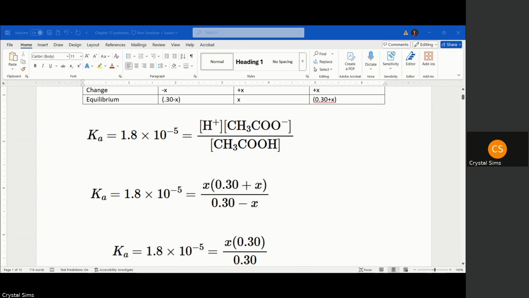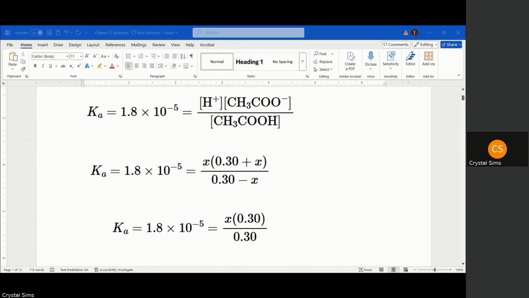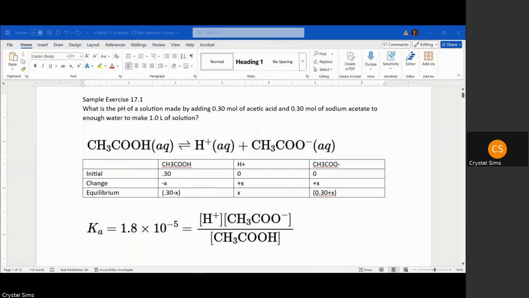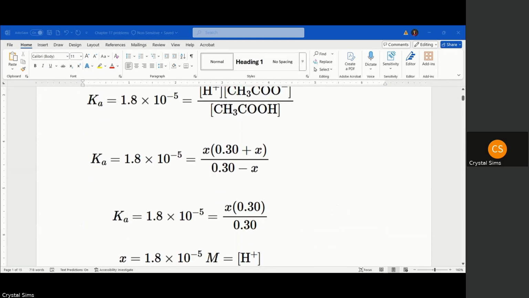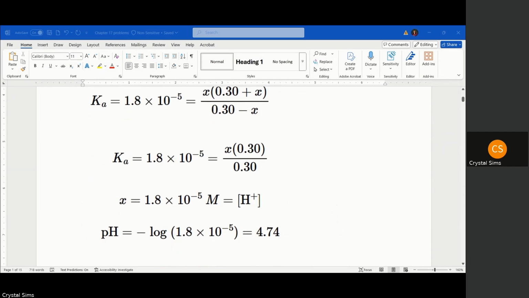So then our expression looks like this. Well, we can essentially cancel out the 0.30 because they're the same on top and bottom, and we're left with X being 1.8 times 10 to the negative 5. And remember what we're solving for here. So X, if we look back up at our table, X is our hydrogen ion concentration, right? And so now we can take the negative log of that to get our pH.